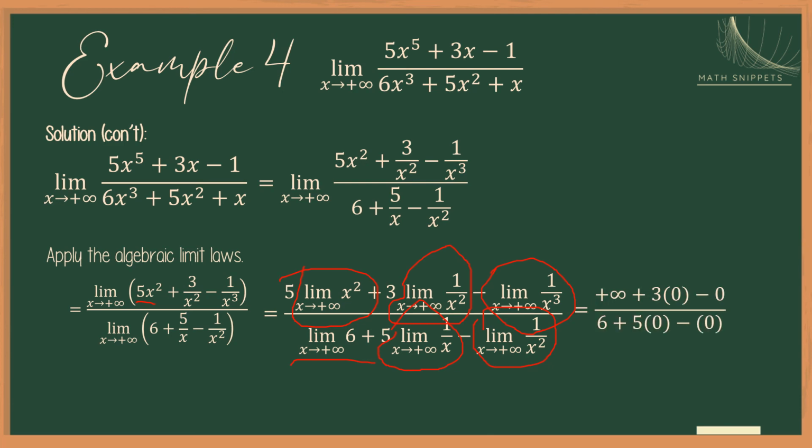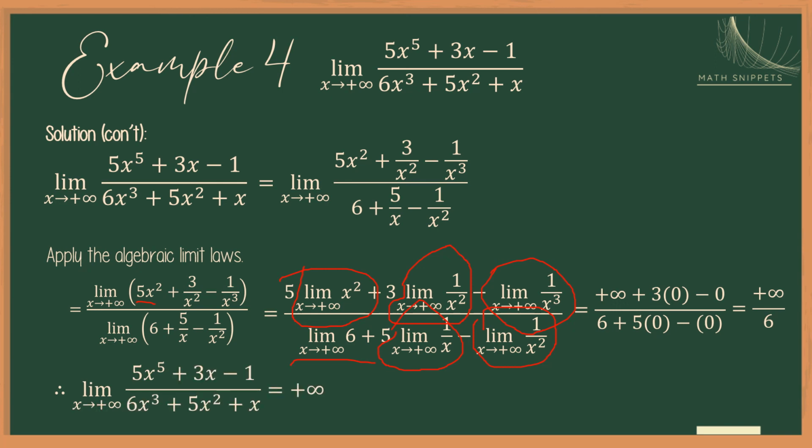That's why we have positive infinity plus 3 times 0 minus 0, over 6 plus 5 times 0 minus 0. Look at this: infinity plus 0 is infinity. This is 0, so 6. So we have infinity over 6, or positive infinity. So the limit of this as x approaches infinity is just positive infinity.